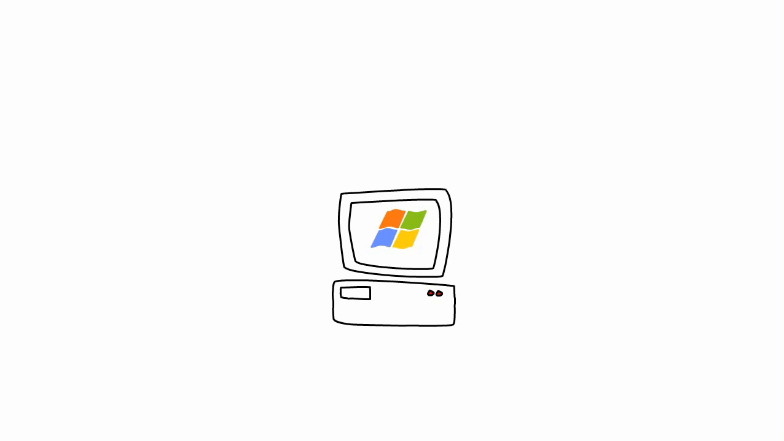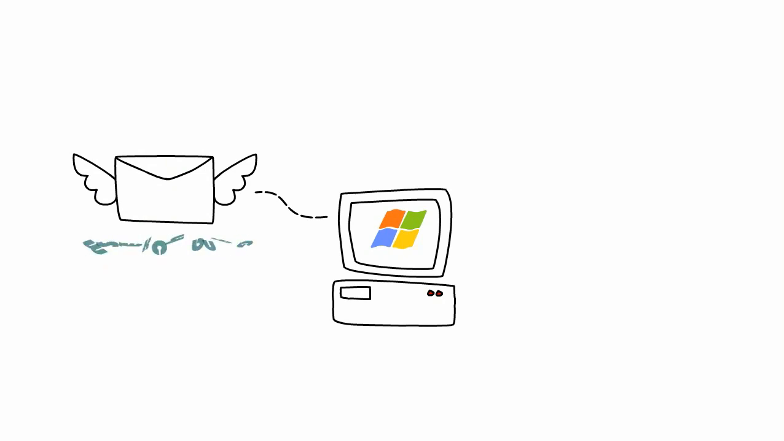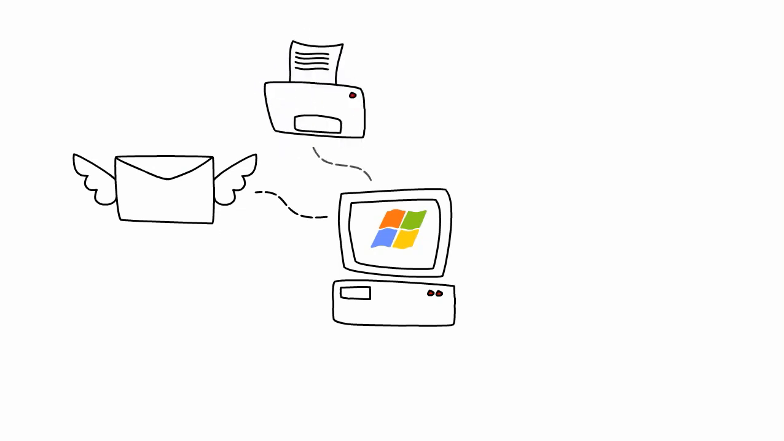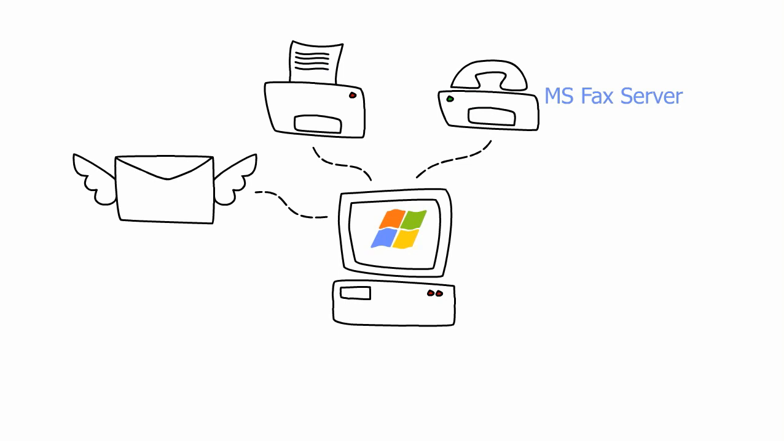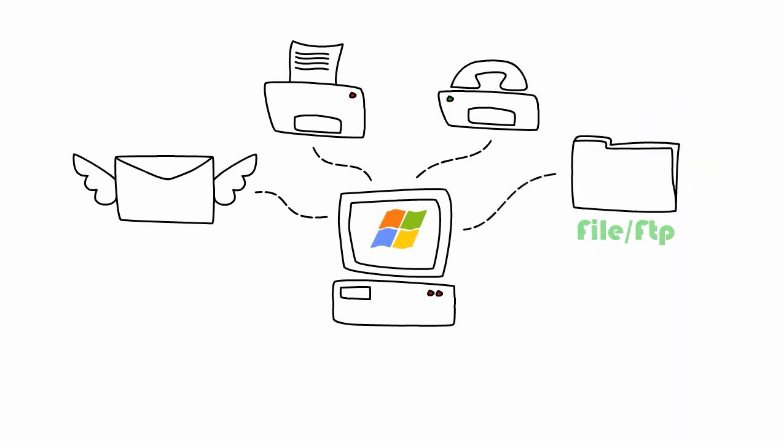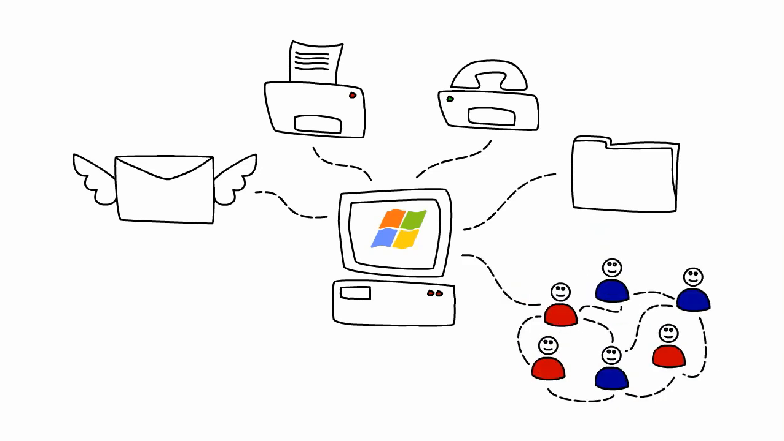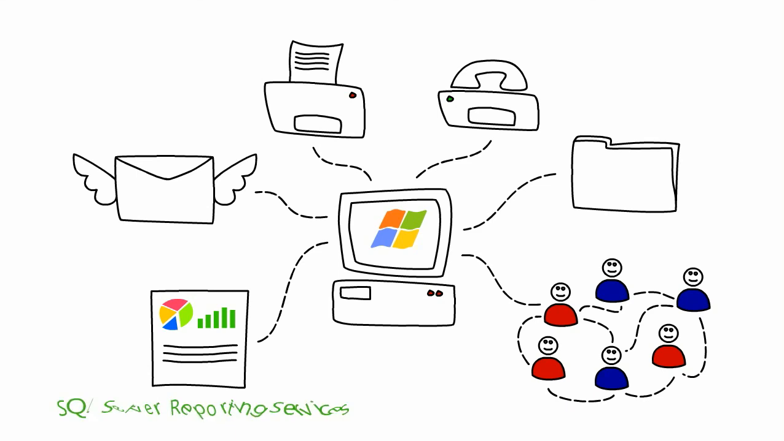These services are email, which will connect to your mail server, including Exchange Server, Gmail, Lotus Domino, or something else. Printing, faxing. Currently, Boomerang supports Microsoft Fax Server. File and FTP. Social networks. Currently, Boomerang supports Twitter. Boomerang will also connect to SQL Server Reporting Services, and it may be used to generate content for all of the available services.